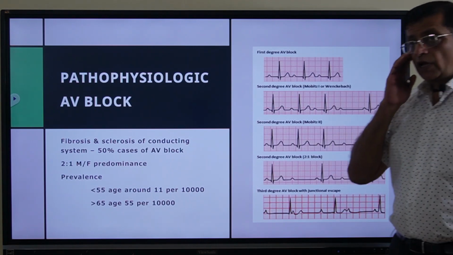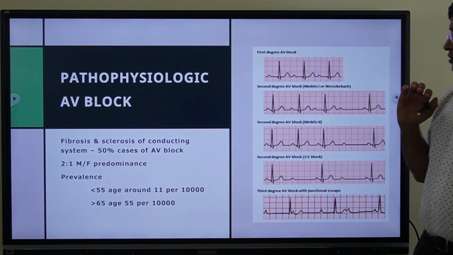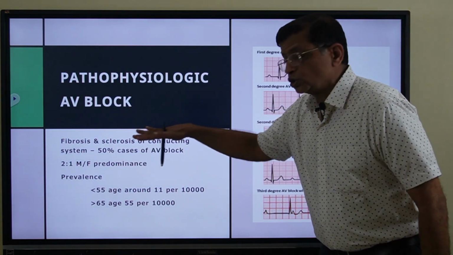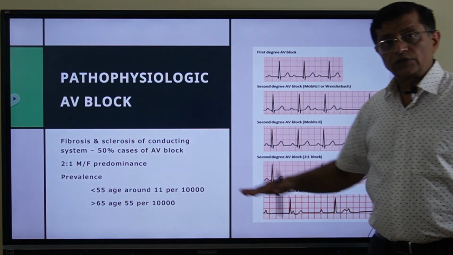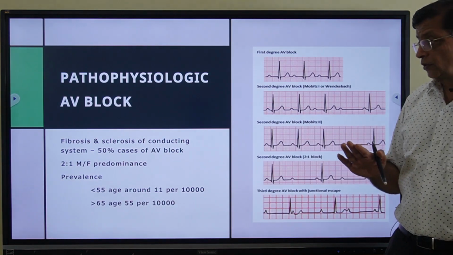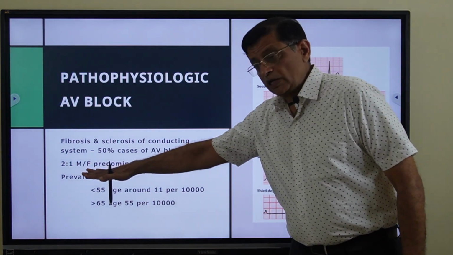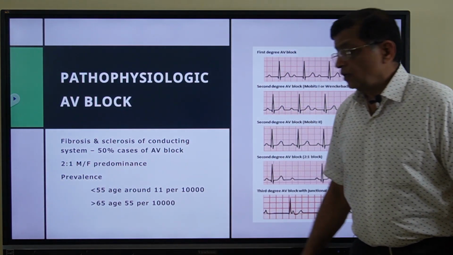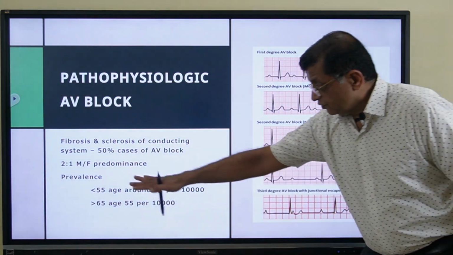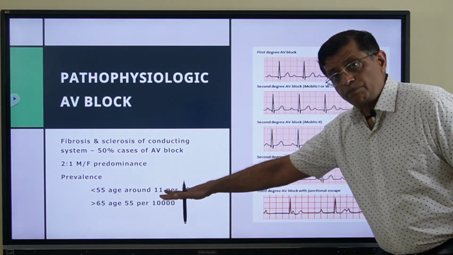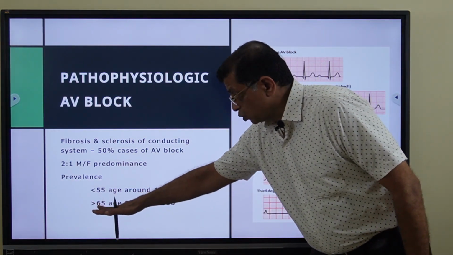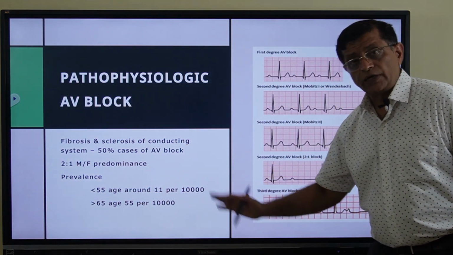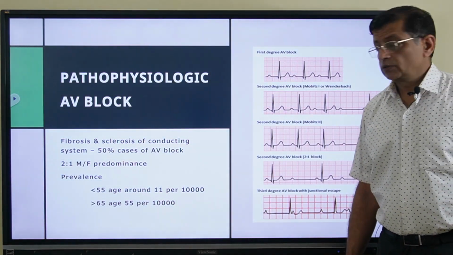While pathophysiologic AV block is usually due to fibrosis or sclerosis of the conducting system. In 50% of AV block, this is due to fibrosis or sclerosis of the conducting system. Here there is a 2:1 male preponderance, and this is age related. In those less than 55 years of age, 11 per 10,000 people will have AV block, while when the age is more than 65, 55 per 10,000 people will have an AV block.